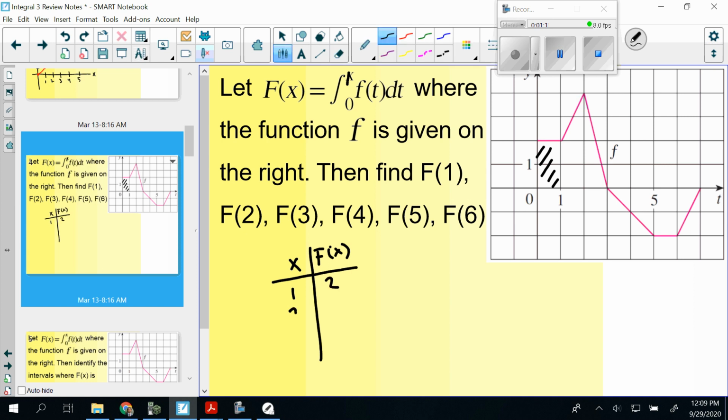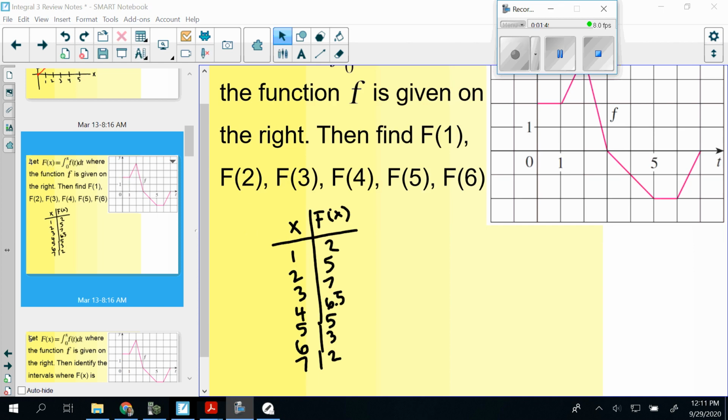The next one, if we now find it at 2, so now our new input, we'd be finding capital F of 2, so it's the amount of area from 0 to 2. Now we're adding this additional area here. That's adding 2 more full squares plus half of 2 squares, so that's adding another 3, so now we are up to 5. And we can continue doing that. Why don't you pause the video and see if you can come up with the rest of these values.